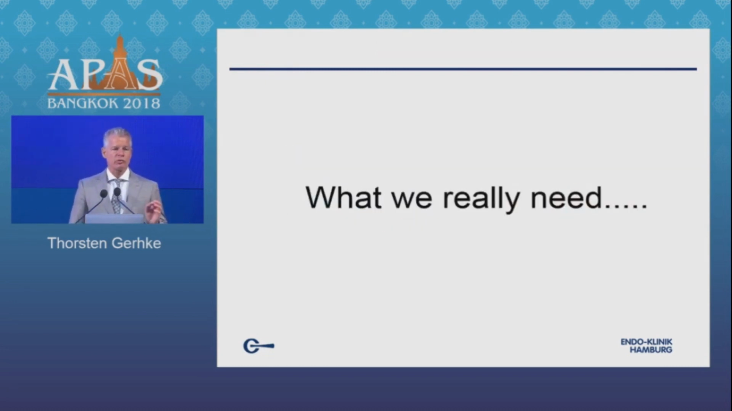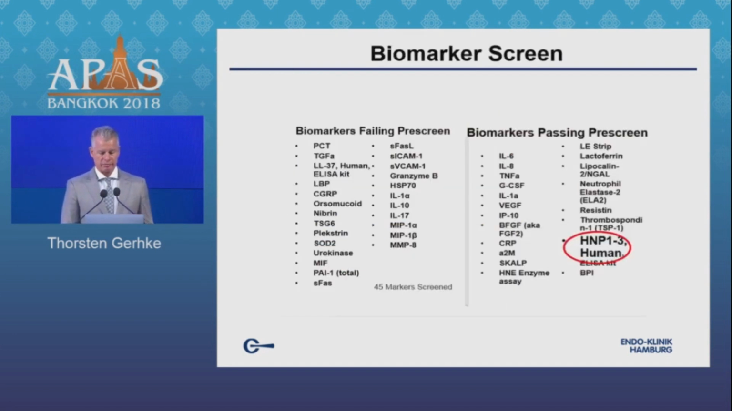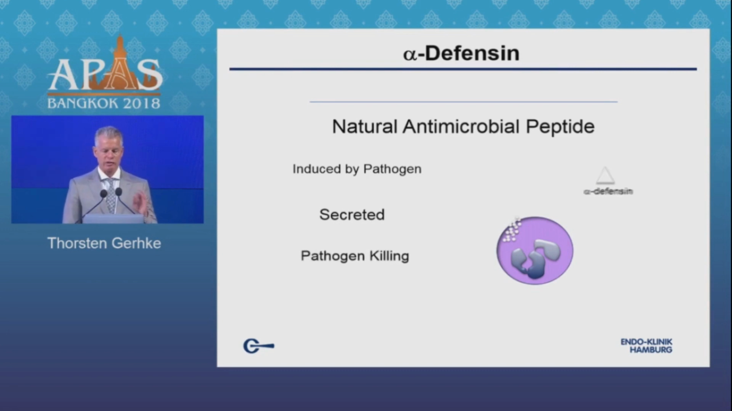So what we really needed probably are the biomarkers to detect, like a pregnancy test or cardiac troponin test, a periprosthetic joint infection. And during the last years, especially in Philadelphia, they tested a lot of them, and they found out that the alpha-defensin probably is one of the best tests because it's a natural antimicrobial peptide which is induced by the pathogen. The neutrophil is secreting alpha-defensin, which kills the pathogen.